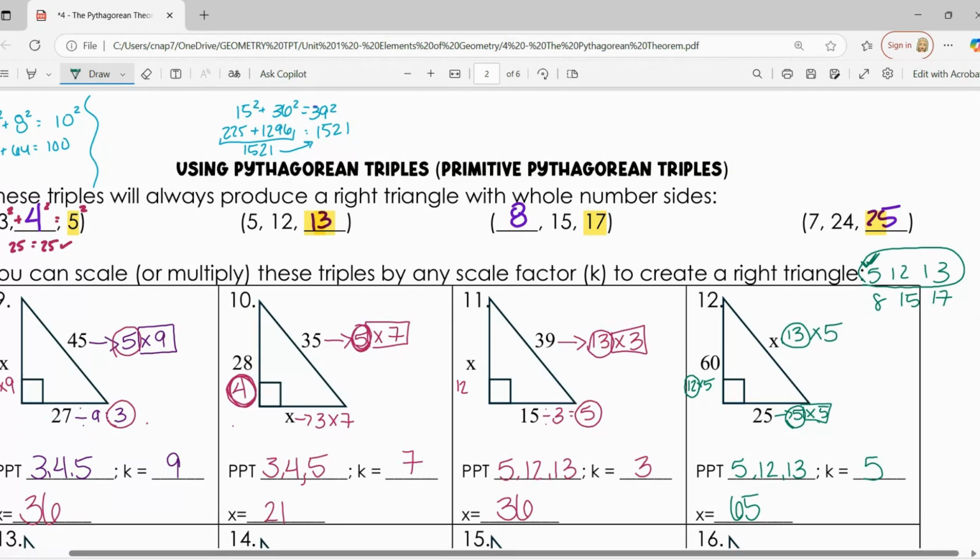In the next video, we're going to talk about how to determine if something truly makes a right triangle.